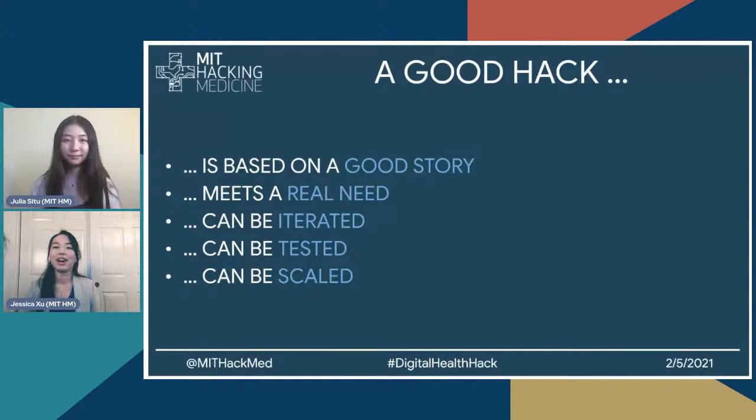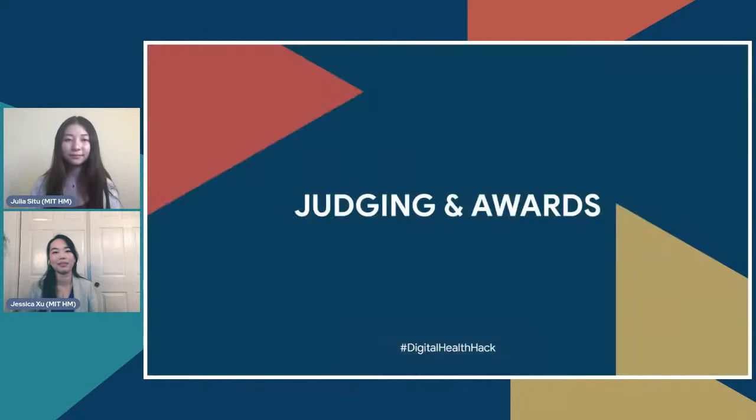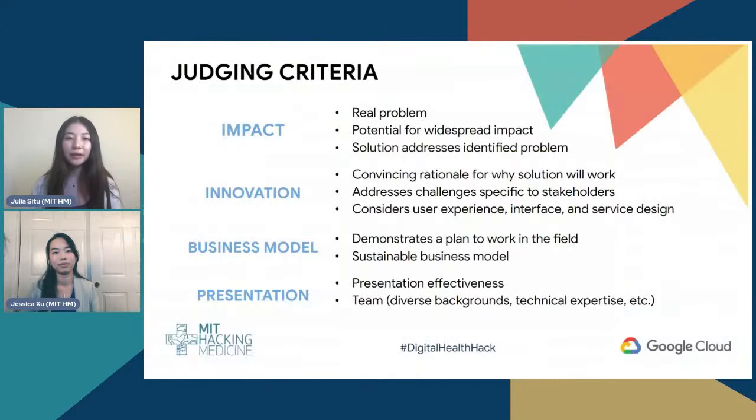So now that you know how our hackathons work and what makes a good hack, Julia will be talking more about the specifics of what judges will be looking for in your hack. Thank you, Jessica. The judging criteria that will be used for our overall prizes aligns closely with our design thinking process. And there are 4 main aspects that we emphasize.